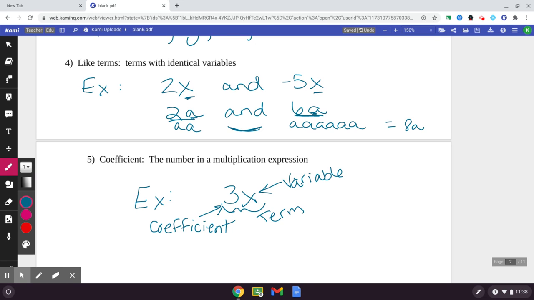Number out in front is the coefficient. The letter is your variable. And the whole thing is the term.